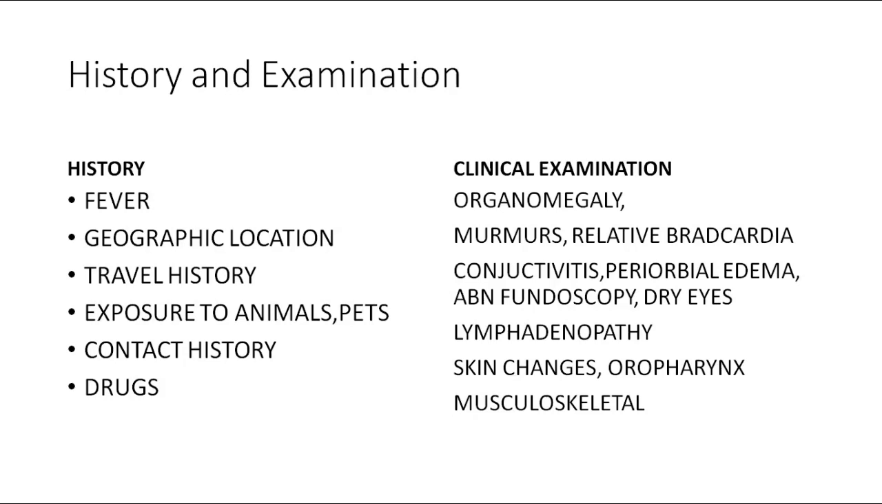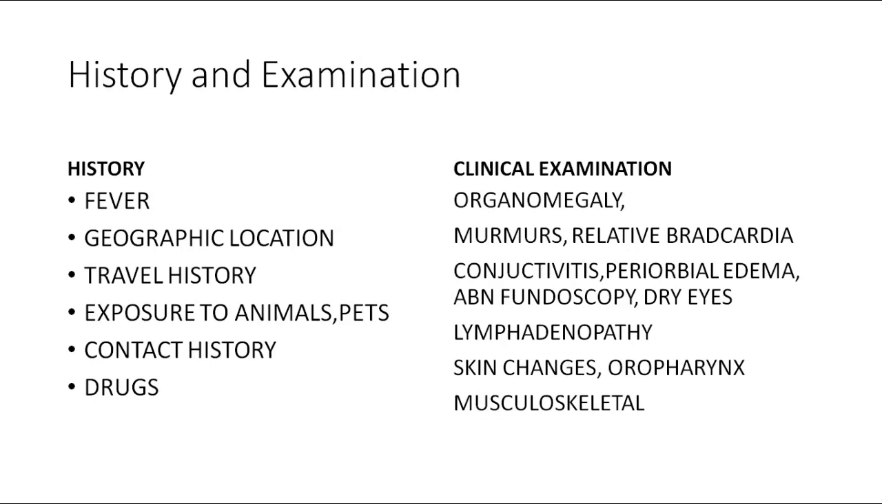Next, murmurs. Presence of a murmur indicates possible infective endocarditis. And relative bradycardia is seen in enteric fever and malaria. What is the importance of conjunctivitis with fever? Adenovirus, ma'am, we can suspect adenovirus. Any other virus causing fever and conjunctivitis? Epstein-Barr virus. Conjunctival suffusion and dry eyes are more commonly seen in inflammatory diseases like autoimmune conditions.